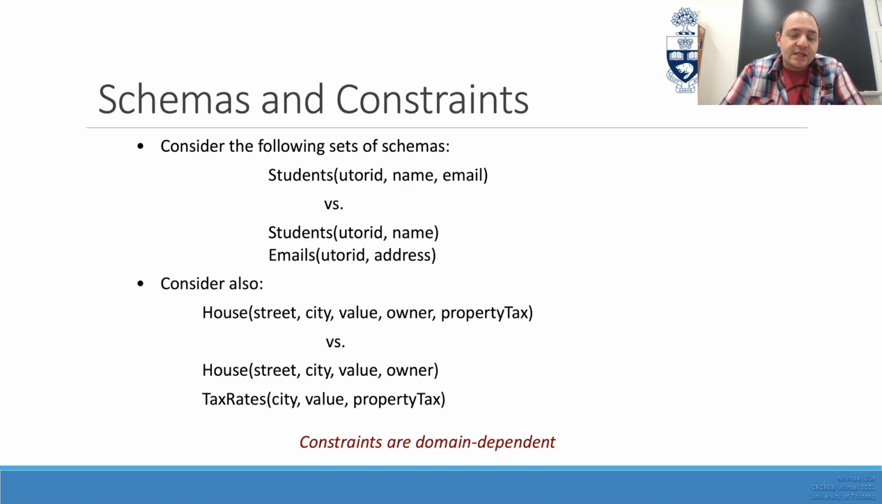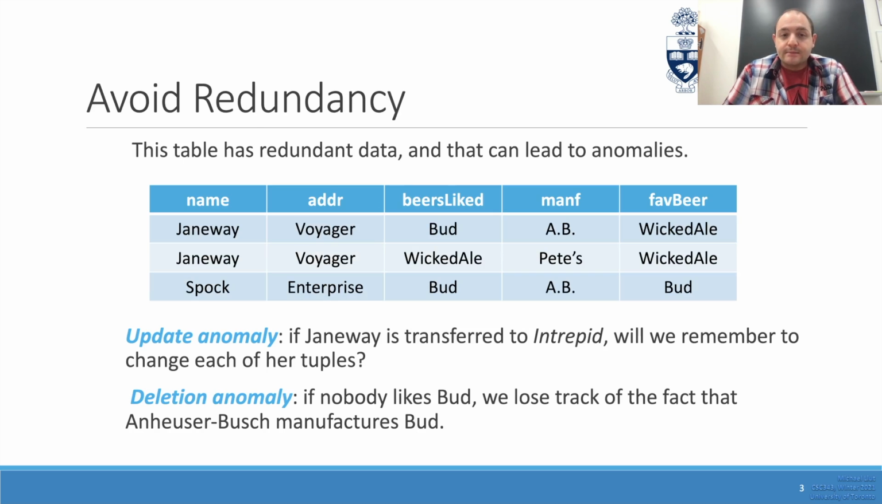So we have to consider scalability in mind as the data set grows. Is this something that's going to be frequently accessed? And we have to also consider the fact that, for example, constraints, well, they can be domain dependent. So one big thing here is we want to avoid redundancy.